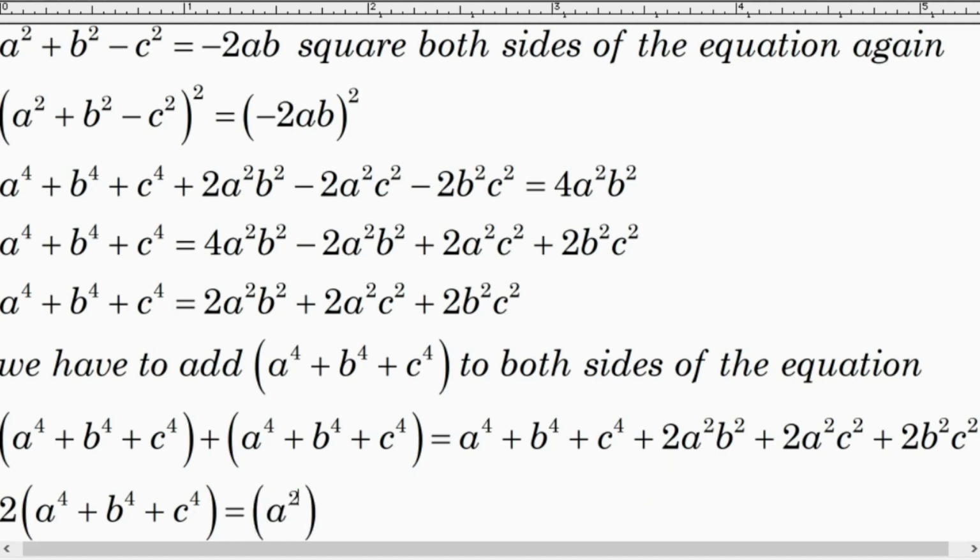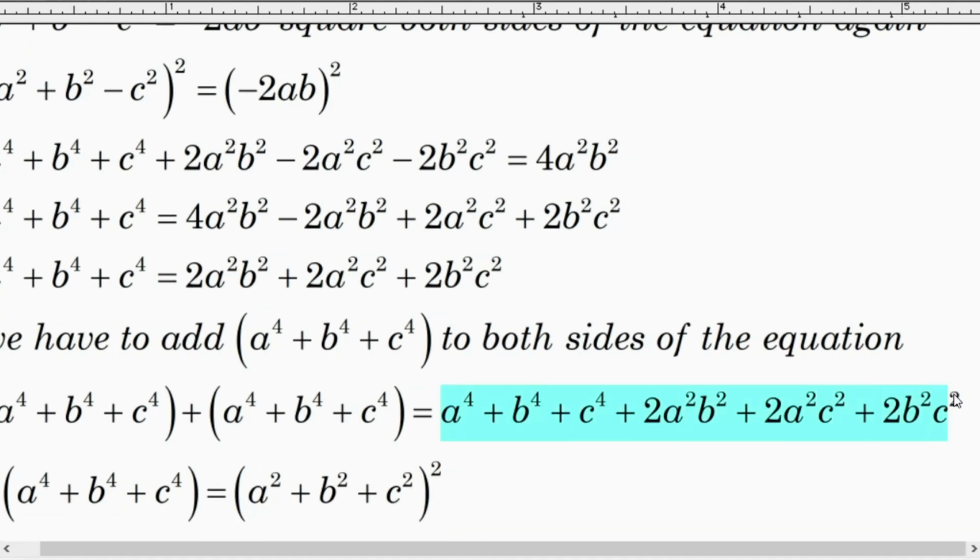a square plus b square plus c square, and then all raised to square. Okay, this is kind of a formula. When it has the form like this, we can turn it into this.